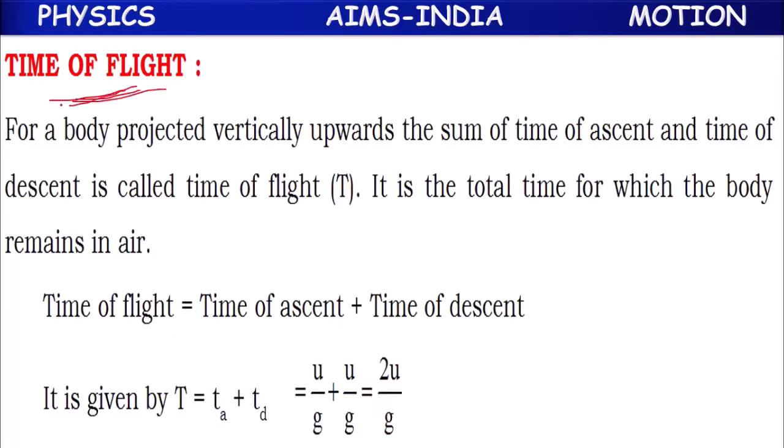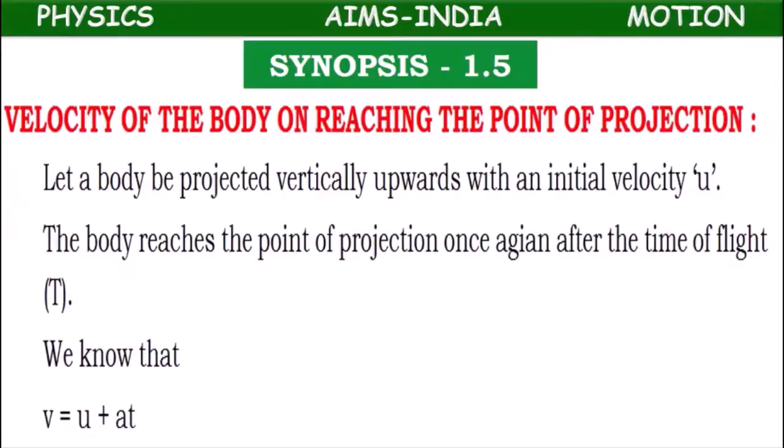Next, time of flight. So children, our today's concept is the velocity of the body on reaching the point of projection. In this video, we are speaking about a body vertically projected upwards, means vertically thrown upwards. For throwing it up, we need some initial velocity u.